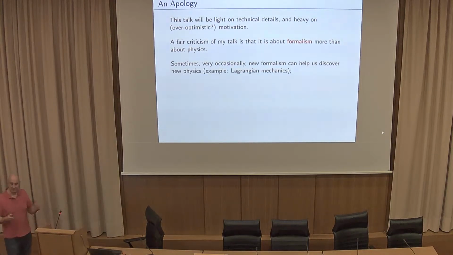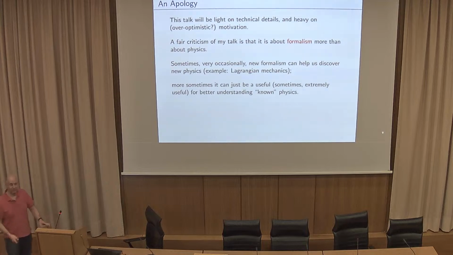Now, sometimes, very rarely maybe, it does happen that when you develop a new formalism for physics, you can learn new physics. The example we sometimes give is Lagrangian mechanics. Lagrangian mechanics is equivalent to Newtonian mechanics, but once you have Lagrangian mechanics, you can see how to write a path integral, and then you can move to quantum mechanics. It's harder to see how you would move from Newtonian mechanics directly to quantum mechanics. So a new formalism helps. But sometimes a new formalism doesn't teach you new physics, but is just useful for understanding physics you already have.